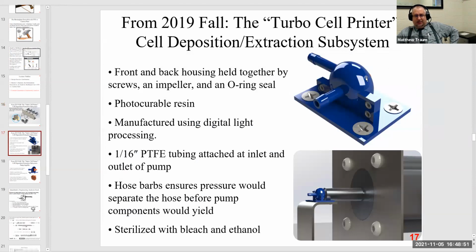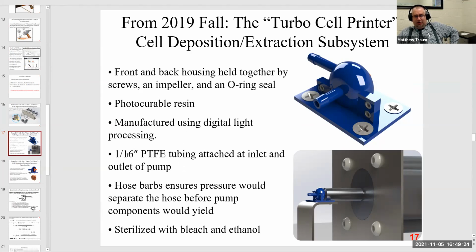Here it is, at least its final rendering. So the front and back housing were going to be held together by screws. There was going to be an impeller on the inside, which I'll show you in a second, sealed by an O-ring. We were going to make it using kind of a photolithographic 3D printing technique via photocurable resin. So this is a blue photocurable resin that could be 3D printed, manufactured using digital light processing. Okay, so that's a photocurable resin process.